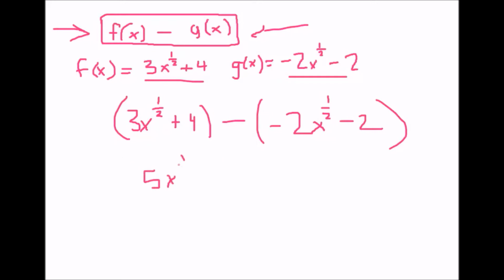The reason we can combine those is because the x term has the same exponent, which is 1/2. We can usually combine x squared, x cubed, and x's. We can also combine things to say x to the 1/2. So 5x to the 1/2. And 4 minus negative 2, that's 4 plus 2 is 6. And that's your answer for the first one.